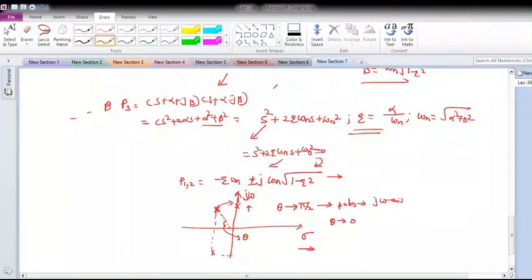So if this theta angle tends to 0, then what will happen? The poles will be real and repeated, or real and distinct, so that I will get an overdamped or critically damped sort of behavior.